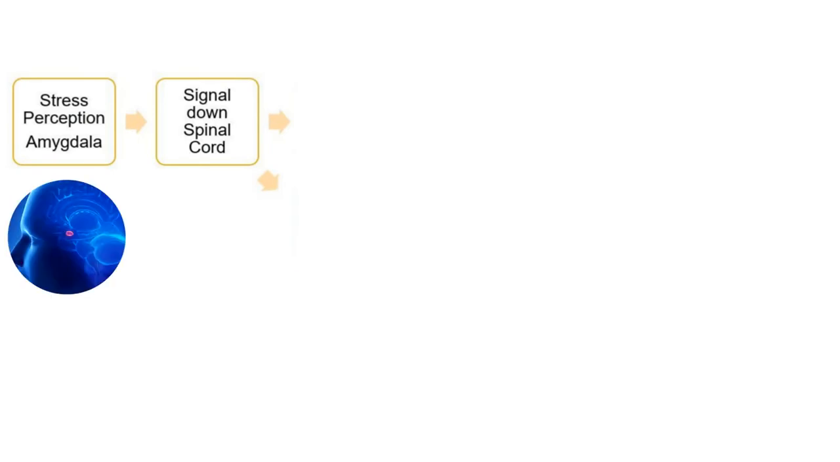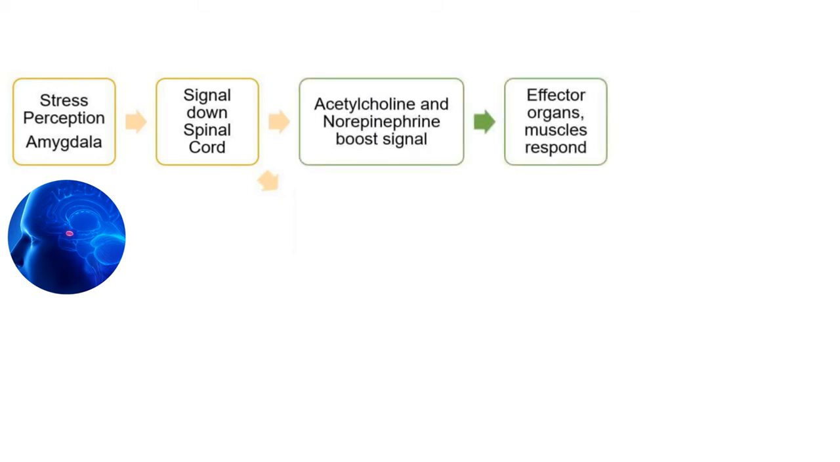A stressor is perceived by the amygdala, which sends action potentials to the brainstem and down the spinal cord and preganglionic axons. At this point, one of 2 things happen. The first is that these action potentials reach the ganglia and are boosted by acetylcholine to postganglionic neurons. Here, norepinephrine neurotransmitters are released by fibers, affecting a response from effector organs.